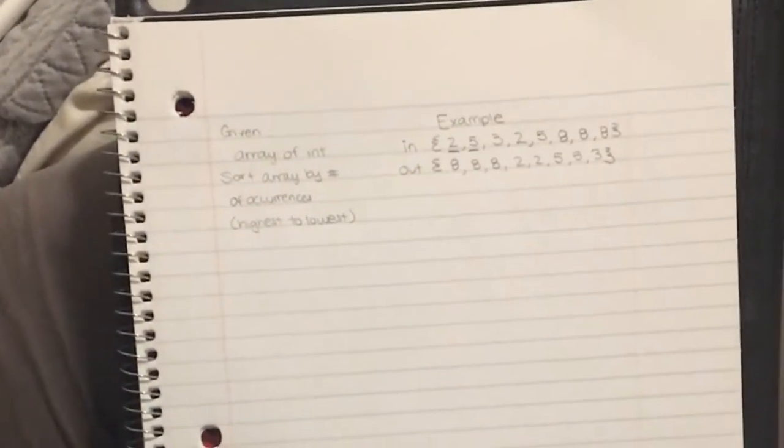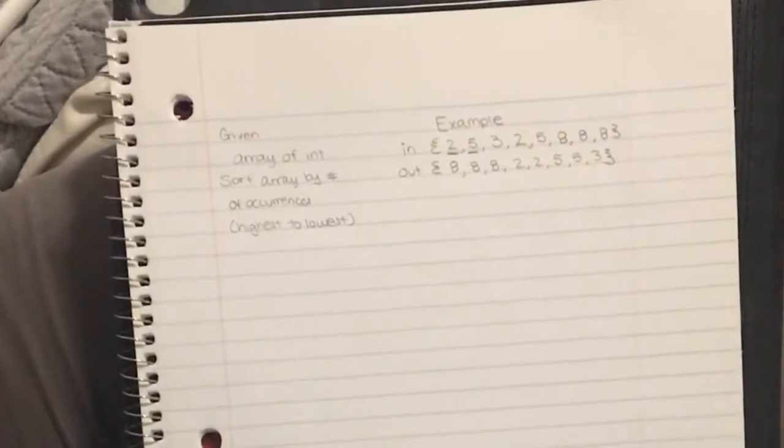For this problem, we are given an array of integers, and we need to sort by number of occurrences from highest to lowest. The example we are given is an input array of 2, 5, 3, 2, 5, 8, 8, 8. The output would be 8, 8, 8, 2, 2, 5, 5, 3. The complication of this problem is that if any numbers have the same number of occurrences, whichever one came first in the input array should come first in the output array.